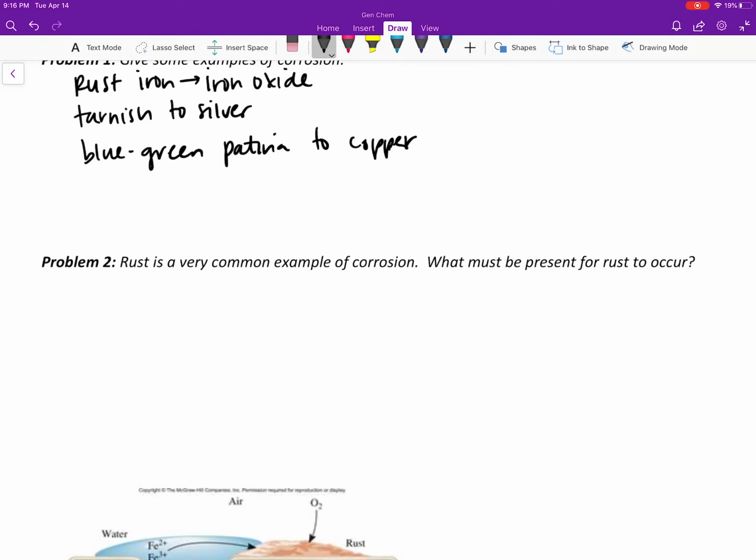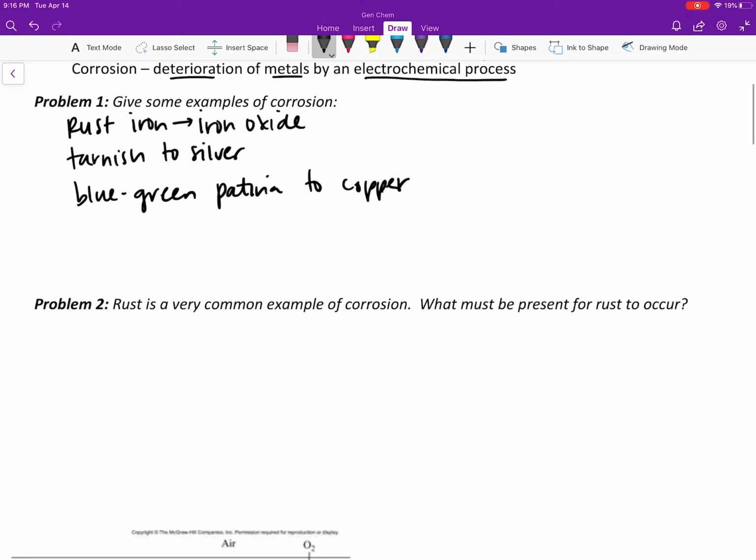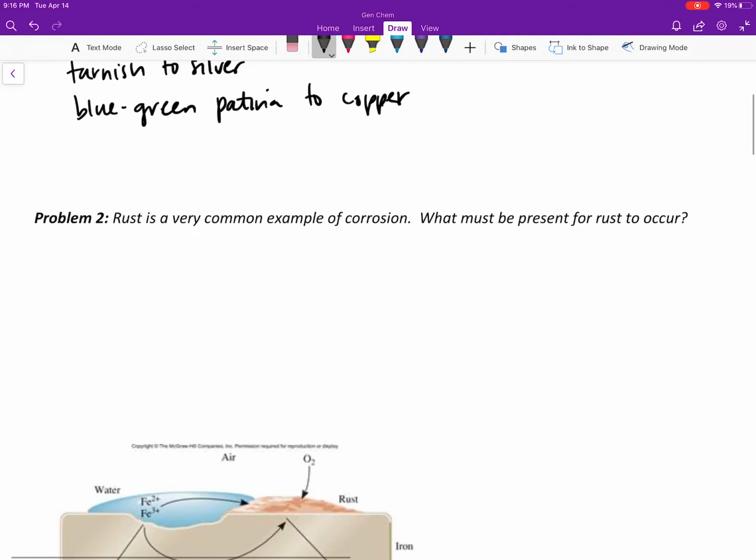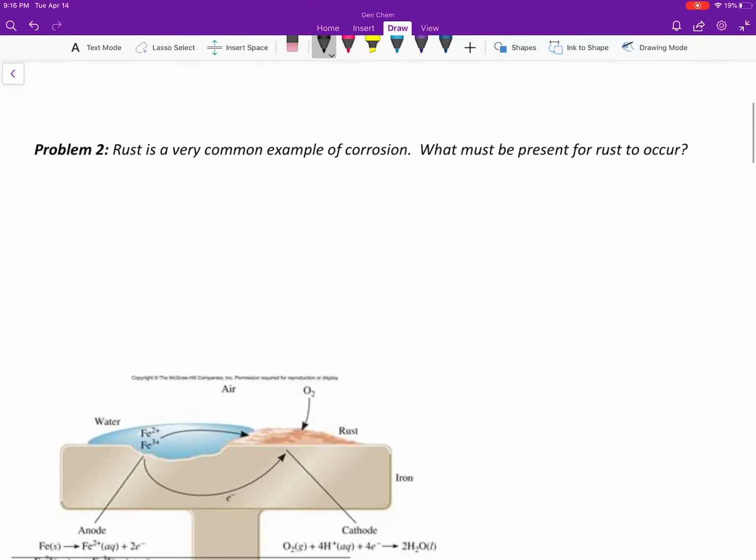So it's not a process that's very easy to stop. Most of the time, the way you stop it is by coating the metal object with paint or something that prevents it from being oxidized. And we'll talk about some other things that promote the process of corrosion. Rust is a very common example of corrosion. It's probably the one that people know the most about.